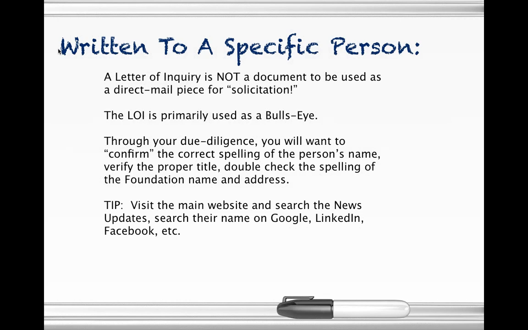Okay. Now, the first thing that you've got to make sure that you do is this highly important letter is written to a specific person. A letter of inquiry is not to be used like a big direct mail mailing in hopes that you get a percentage of those people back. No, the letter of inquiry is primarily a bullseye. So, through the due diligence we're going to be talking about, you're going to want to get the very specific spelling of that person's name. Always make sure that the name is spelled correctly, that their title is clearly identified, and that you double check the spelling of the foundation name as well as the mailing address.